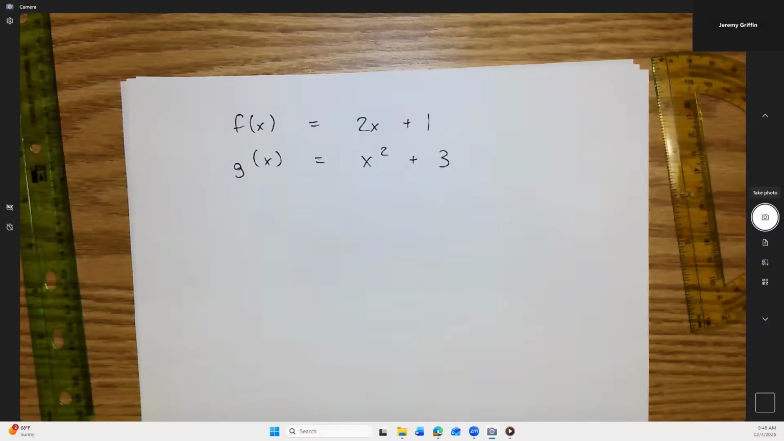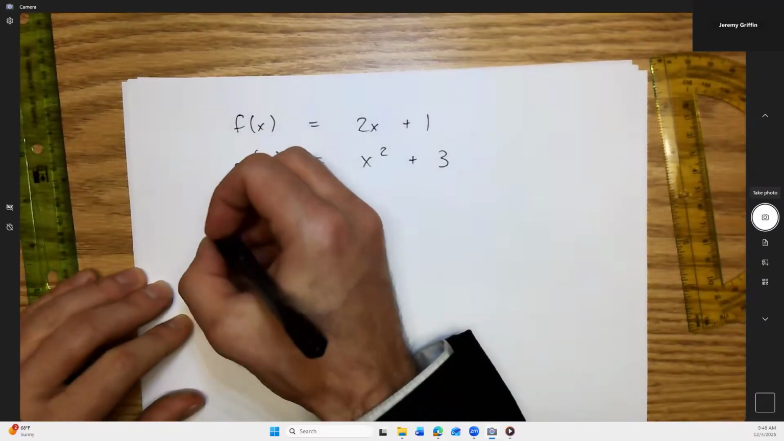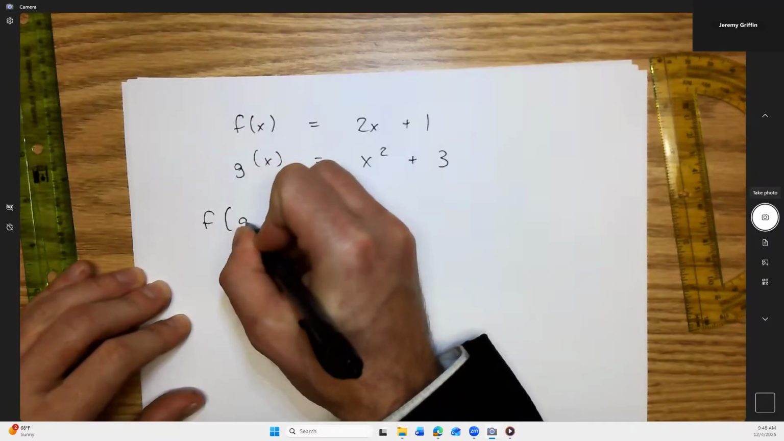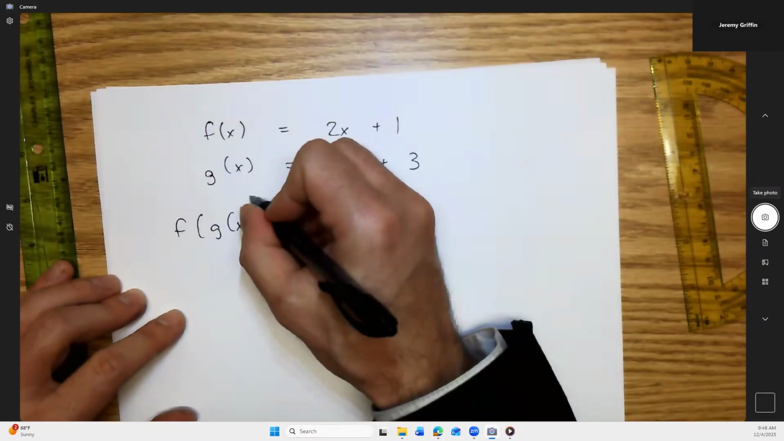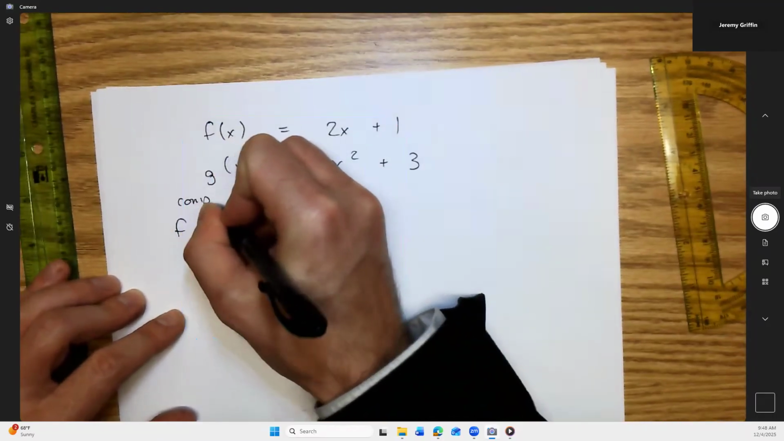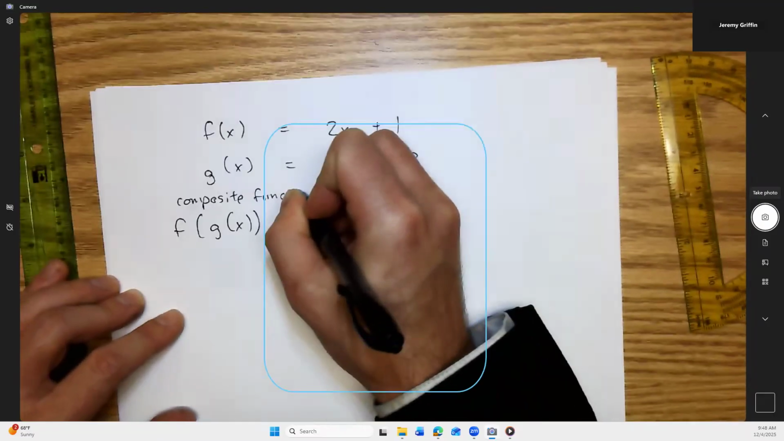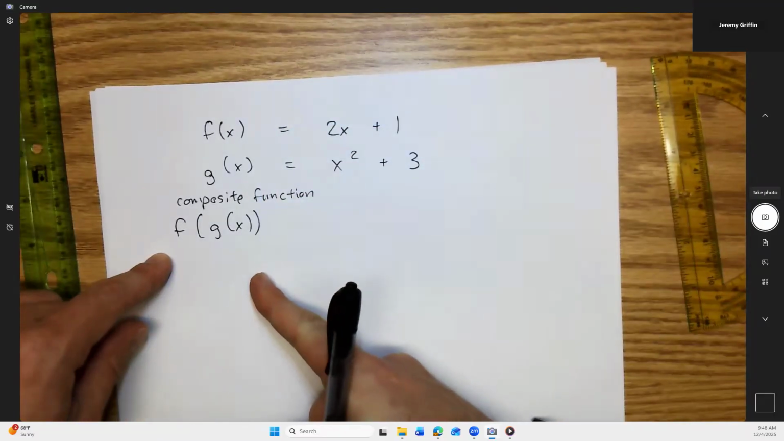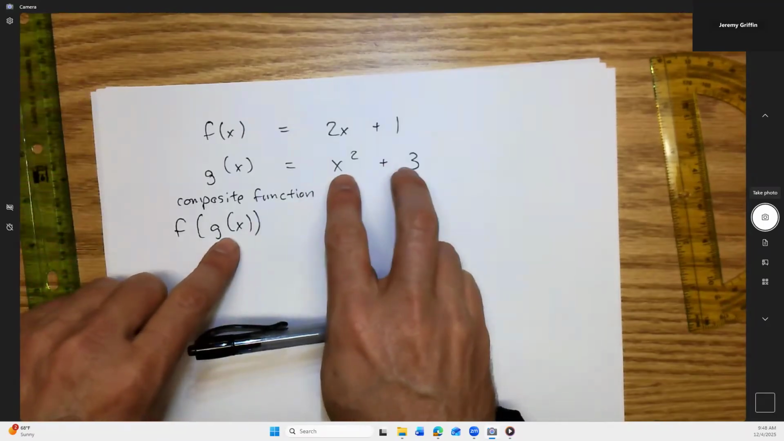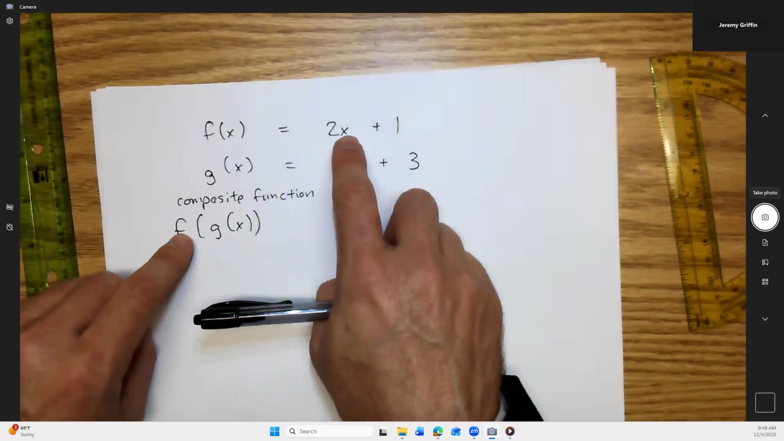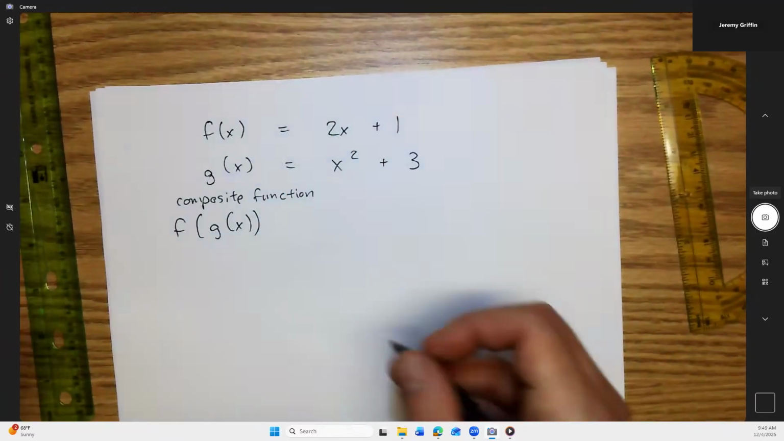Okay, here's f of x, here's g of x. Maybe I should have added more time to that one. But if you have to solve a composite function, f of g of x, like this, then you take the entire expression g of x and you plug it in where the x went for the larger function, in this case f of x. That's kind of what we just did the last question, isn't it?